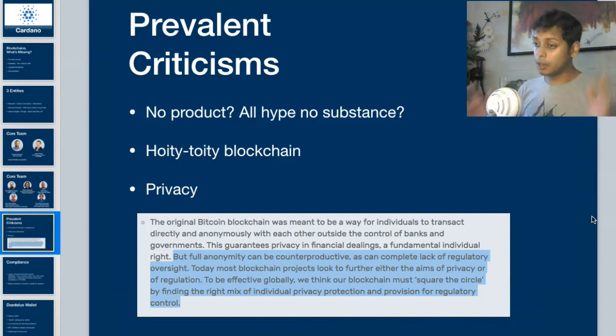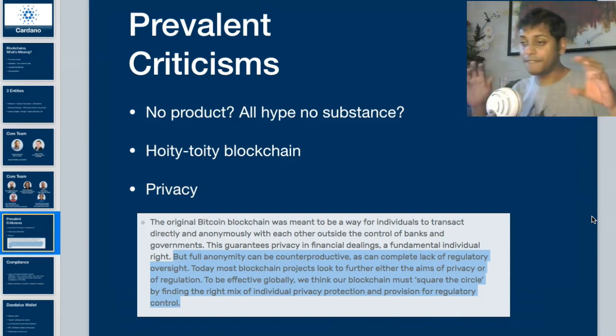To be effective globally, we think our blockchain must square the circle by finding the right mix of individual privacy protection and provision for regulatory control. And that, folks, is exactly the positioning of Cardano. They do not want to be a cypherpunk anarchist project like the base ideas of Bitcoin and the privacy coins.